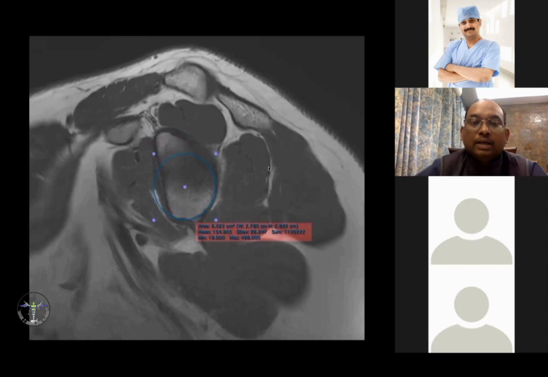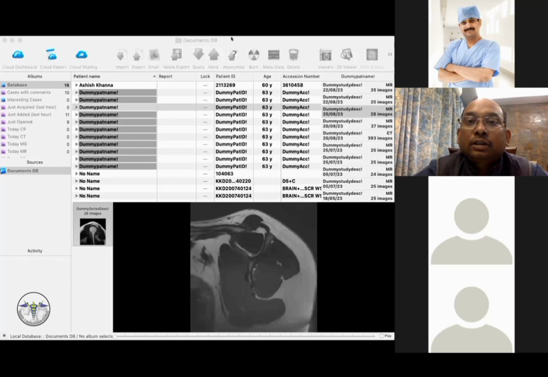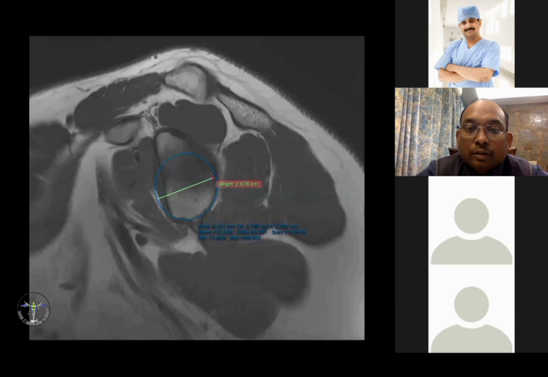Okay, so this is the best fit circle. So this is the diameter, and then this is the actual length of the bone loss which is there. So 4.6 of 2.7 is like 0.4. So it is like 0.4.